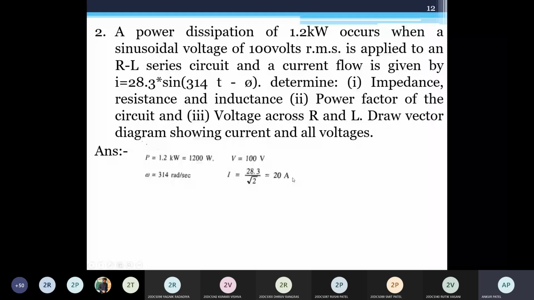Now what will we do? Anyone have an idea? We will use V equals IZ. Yes, so we need to find impedance. So Z equal to V by I. We have V, we have I, so find out Z. What are you getting? 100 upon 20, that is 5. 5 what unit?